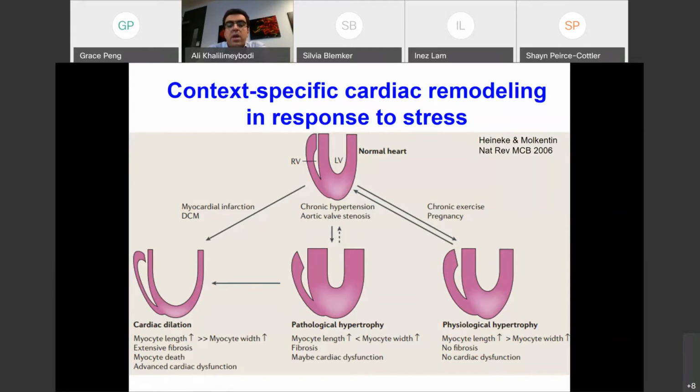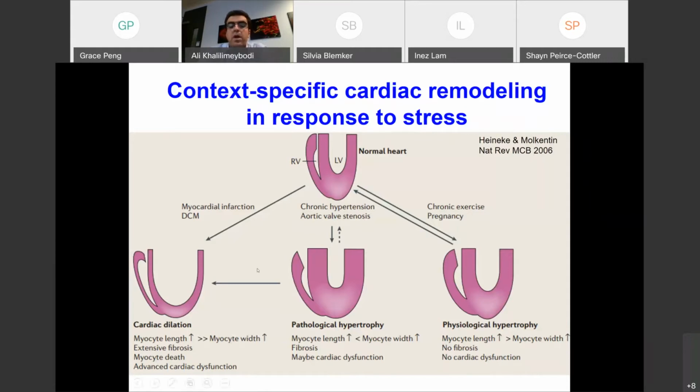If we want to divide the heart shape changes into different categories, there are three classical categories. The first one is cardiac dilation, which happens after, for example, myocardial infarction or when we have volume overload in the heart. The cardiac myocyte grows in length more than in thickness. So we have a dilated heart.